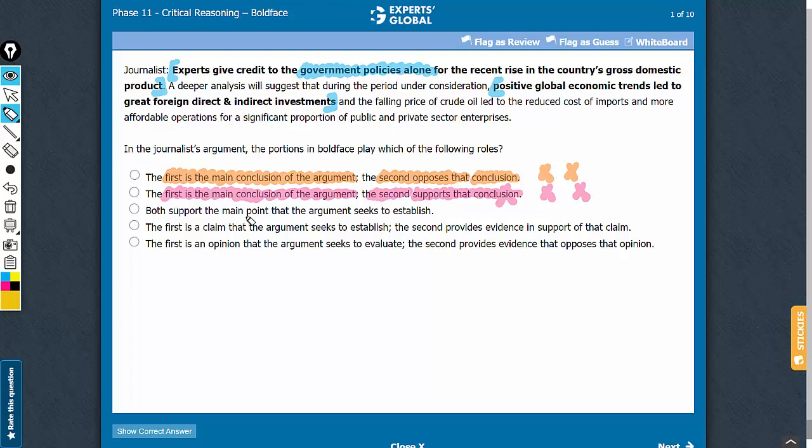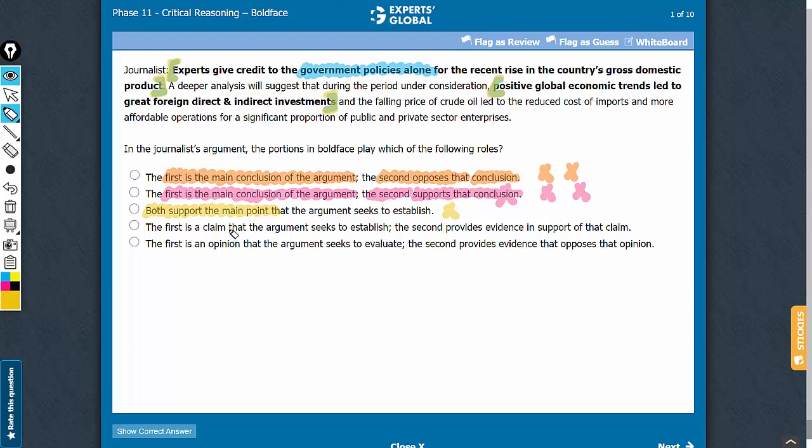Look at answer choice C. No, both do not support the main point of the argument. The second supports, yes, but the first does not support. The first is something that the argument is against. So answer choice C cannot be correct.